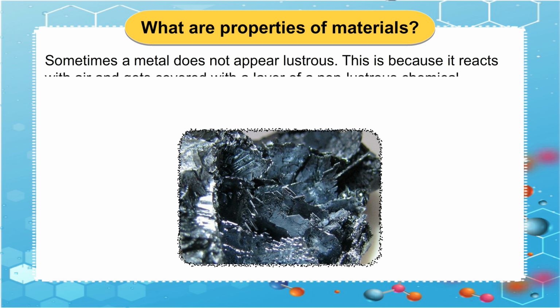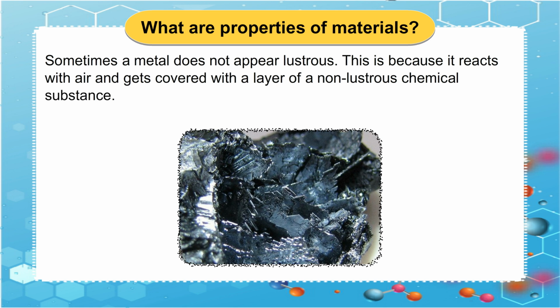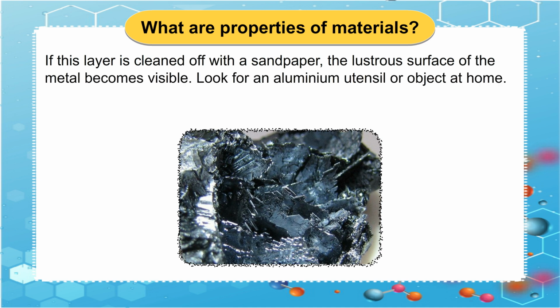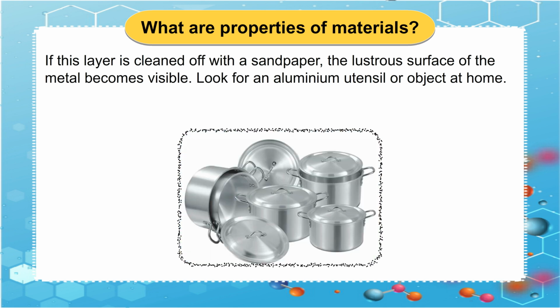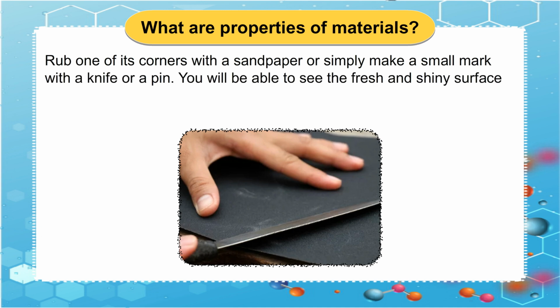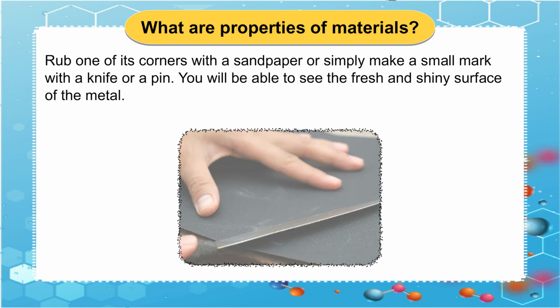Sometimes a metal does not appear lustrous. This is because it reacts with air and gets covered with a layer of a non-lustrous chemical substance. If this layer is cleaned off with a sandpaper, the lustrous surface of the metal becomes visible. Look for an aluminium utensil or object at home. Rub one of its corners with a sandpaper or simply make a small mark with a knife or a pin. You will be able to see the fresh and shiny surface of the metal.